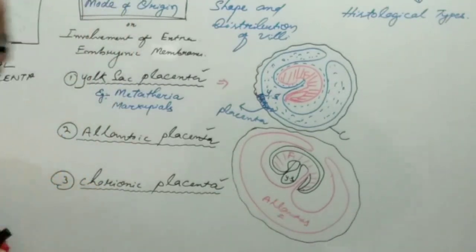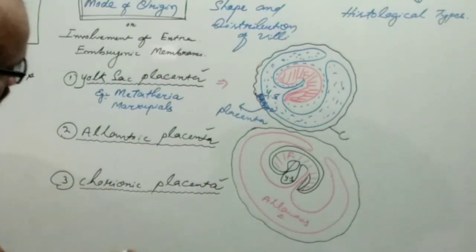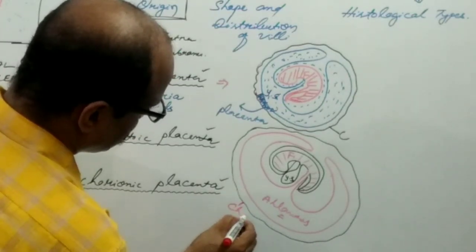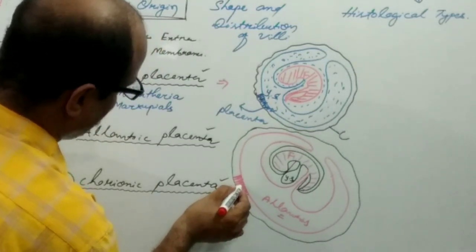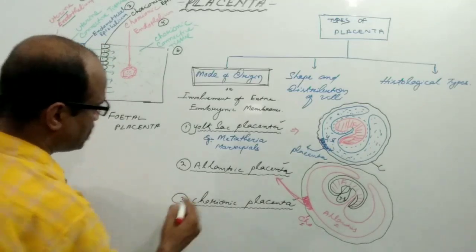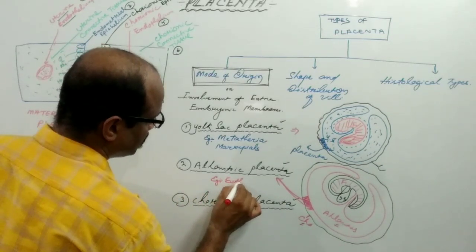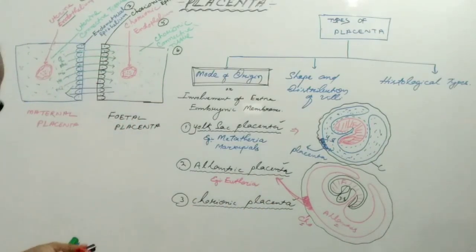This is known as the allantois. The allantois grows and comes in contact with the chorion, and forms the structure known as the placenta. And such a type of placenta is present in eutheria, the higher mammals.